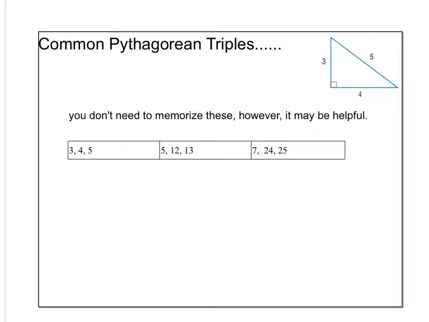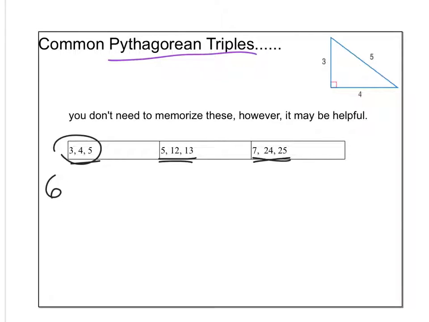So Pythagorean triples are exactly what it sounds like. They are three whole numbers that work perfectly in the Pythagorean theorem. So the simplest ones are 3, 4, 5; 5, 12, 13; 7, 24, 25. And then here's kind of the pattern to remember. All the multiples of 3, 4, 5; 5, 12, 13; 7, 24, 25 also work.